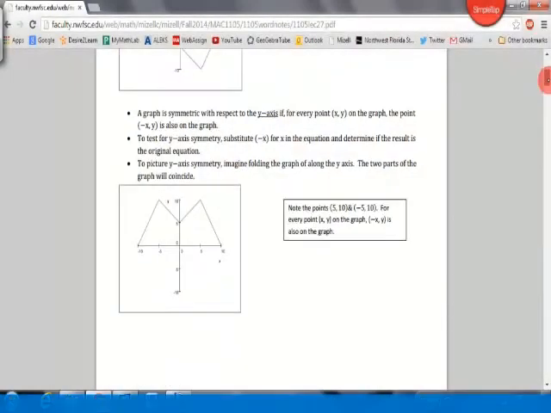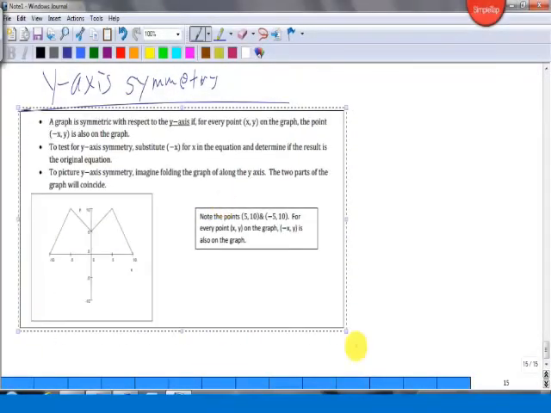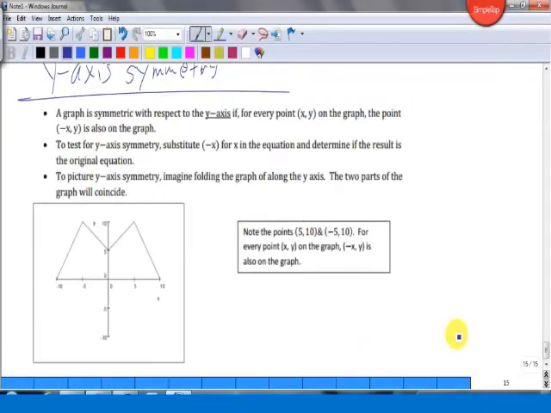What would an example of a graph with y-axis symmetry look like? Maybe this. A graph is symmetric with respect to the y-axis if for every point x, y on the graph, its image has the same y coordinate, because we just go horizontally to the other side of the y-axis, so same y coordinate, but the opposite x coordinate. Whenever x, y is on the graph, negative x, y is also on the graph.